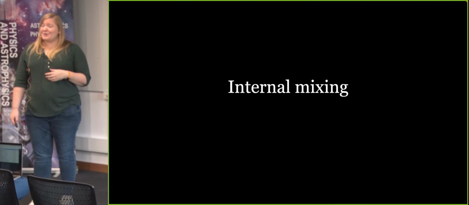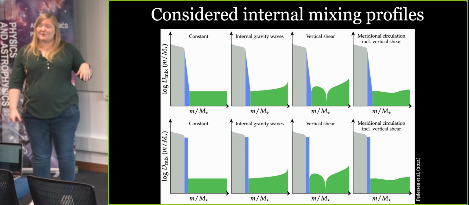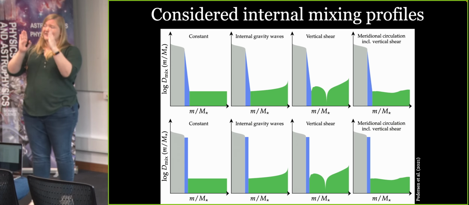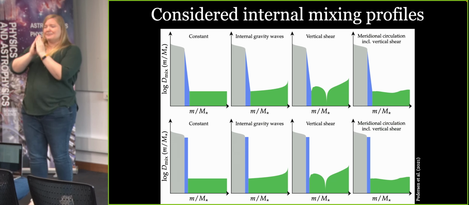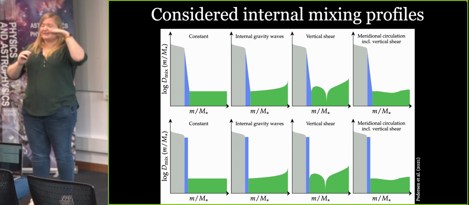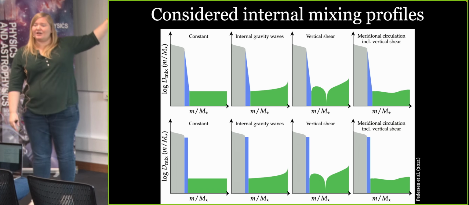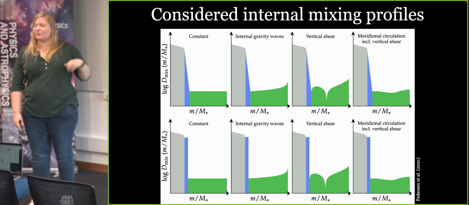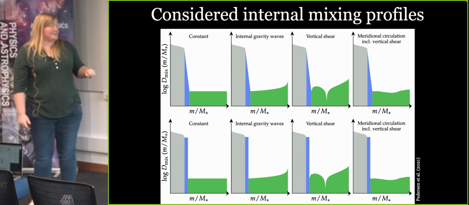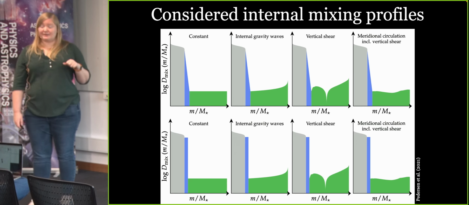So in total, we considered 8 different internal mixing profiles, where we consider 2 different shapes of the convective boundary mixing region, where you just make the core slightly bigger and keep the mixing constant. So that's the bottom panels you see here. And the other one, we assume that the mixing was decreasing exponentially as we go further away from the core. And on top of that, we have different prescriptions for what the envelope mixing might look like.